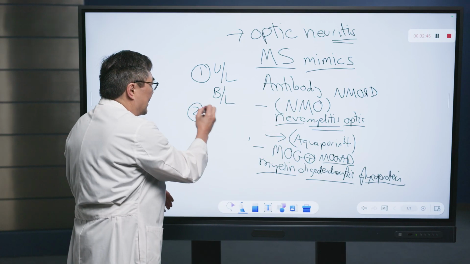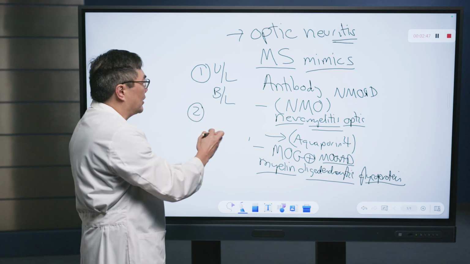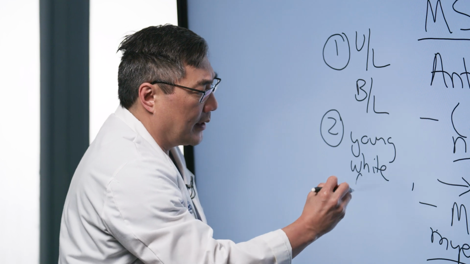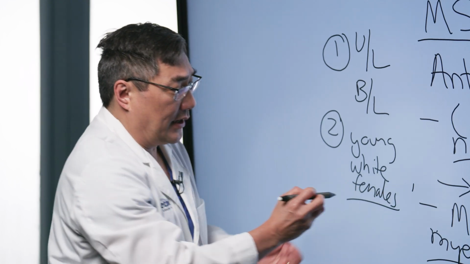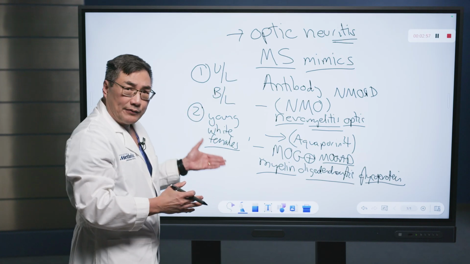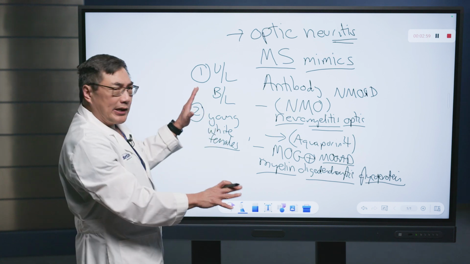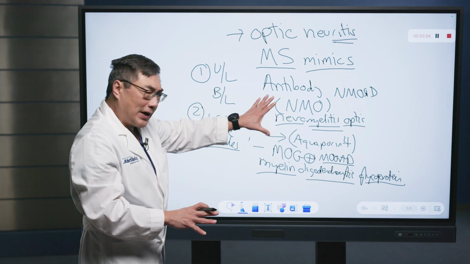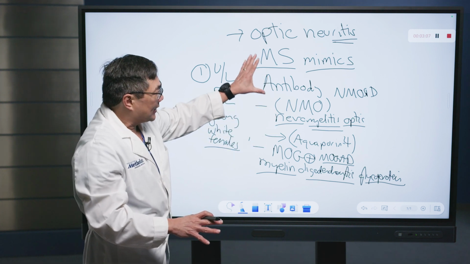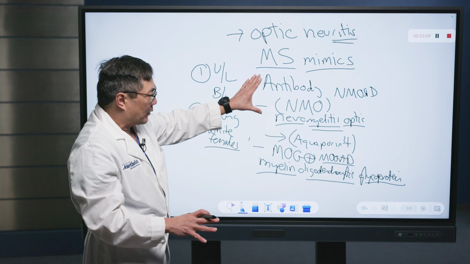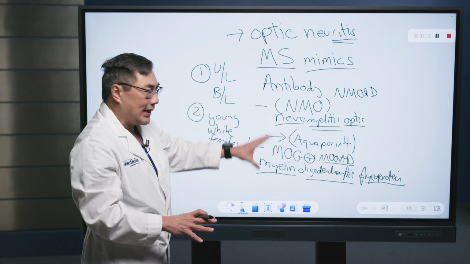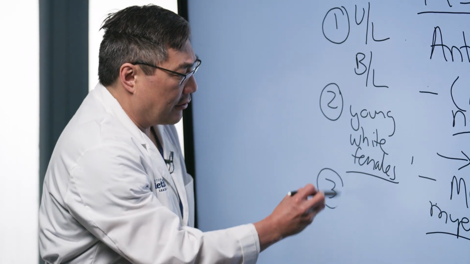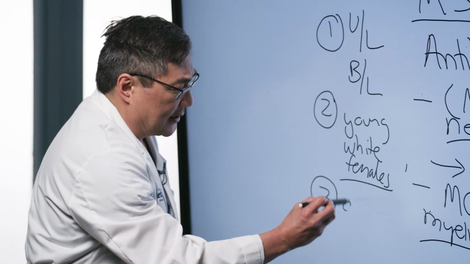The second thing is optic neuritis from MS is usually in young white females, because multiple sclerosis is a disease of young white females. And so if there's any disparity in the demographics, African American patient, Asian patient, older patient, or male, you should be thinking about these MS mimics, the two antibody-mediated ones, aquaporin 4 NMOSD, and MOGAD, myelin oligodendrocyte glycoprotein. And the third thing is the disc can be swollen.